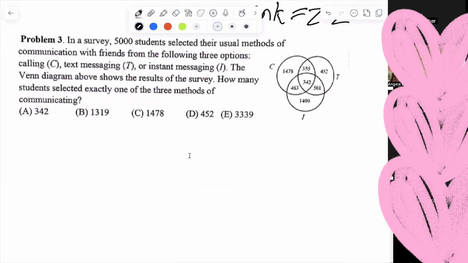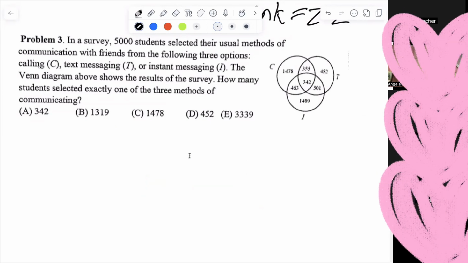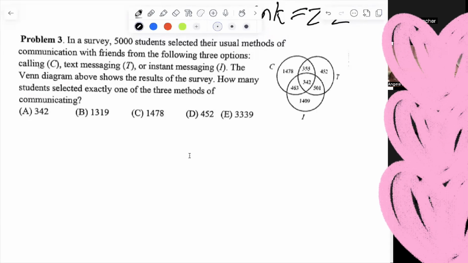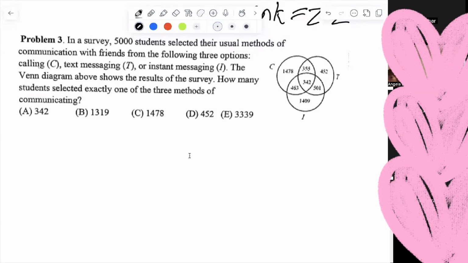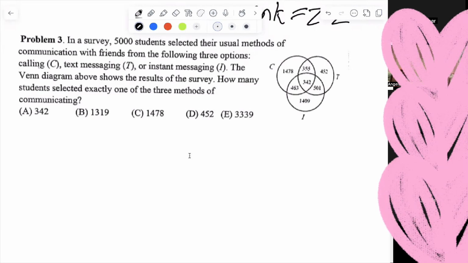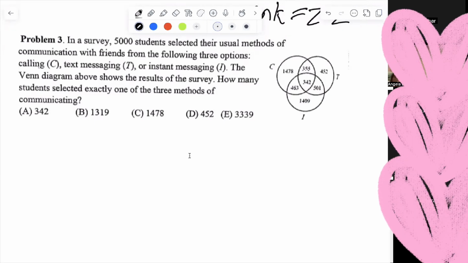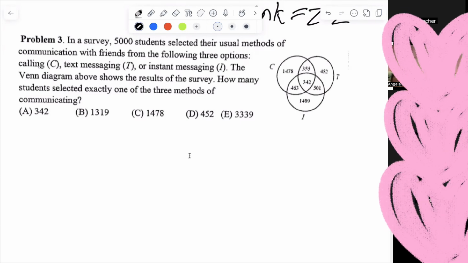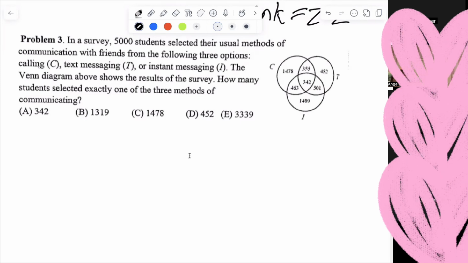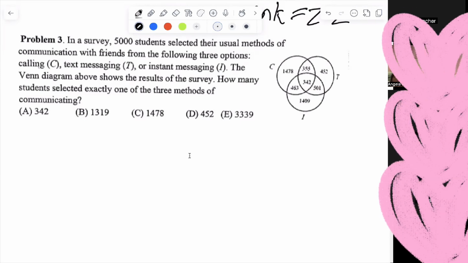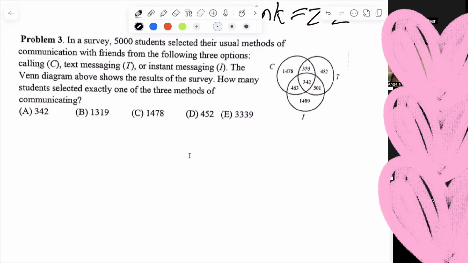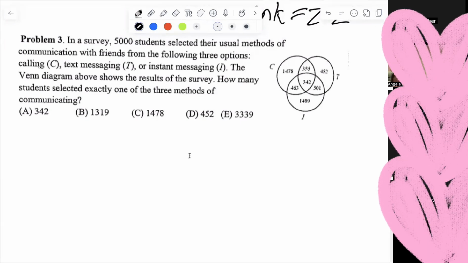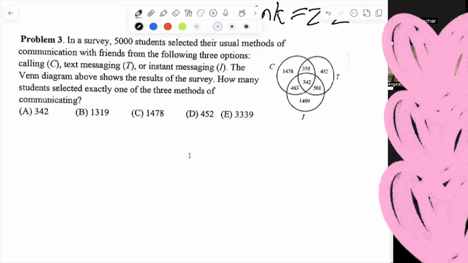In a survey, 500 students selected their usual methods of communication with friends from the following 3 options: calling, C, text messaging, T, or instant messaging, I. The Venn diagram above shows the result of the survey. How many students selected exactly one of the 3 methods of communicating? Alright, so let's analyze this first, okay? It says, in a survey, 5,000 students selected their usual method of communication with friends from the following 3 options: calling, texting, and instant messaging.